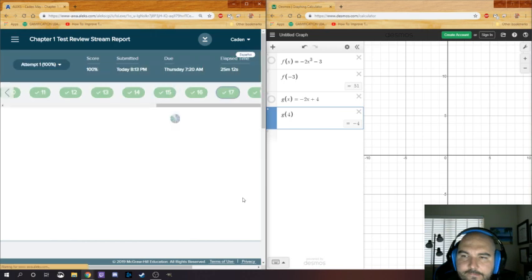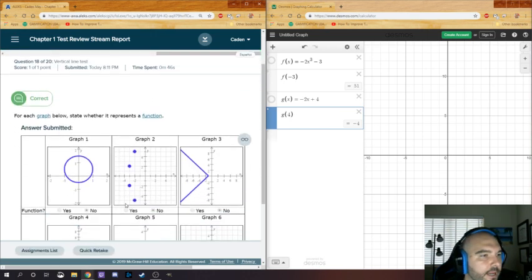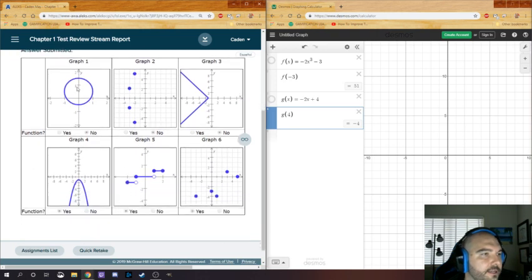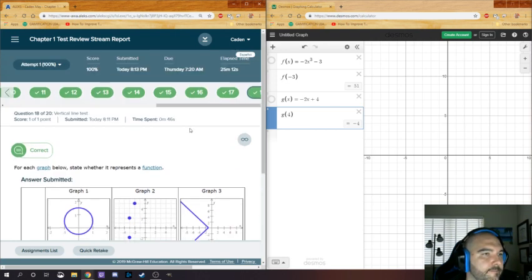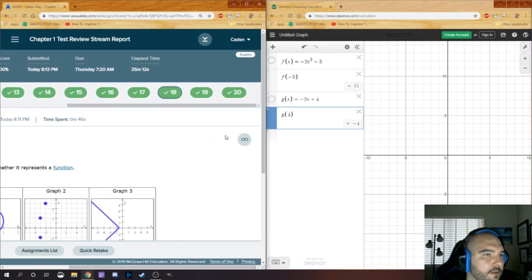It's background music though. Okay, then we decided if these graphs were functions, vertical line test. If it hits twice, no. Hits twice, no. Hits twice, no. Doesn't hit twice. These don't hit twice, and this one doesn't hit twice. Gotta scroll my thing over.